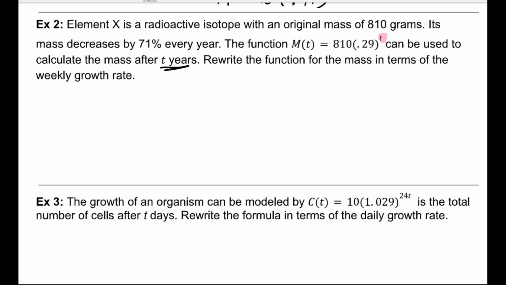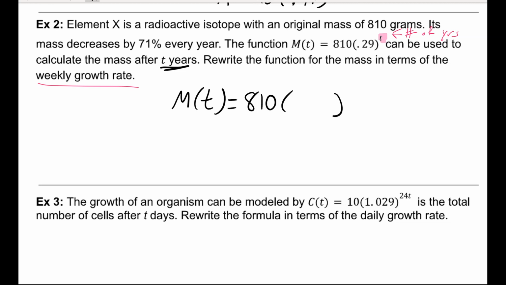And it shows our yearly rate because our exponent here is the number of years. And what they want us to do is to rewrite it in terms of the weekly growth rate. So because I'm going to have to change the units, I'm going to have to convert this exponent somehow. I want to rewrite the equation so that the function remains equivalent to what we started with. But we want this exponent to represent the number of weeks instead of the number of years.